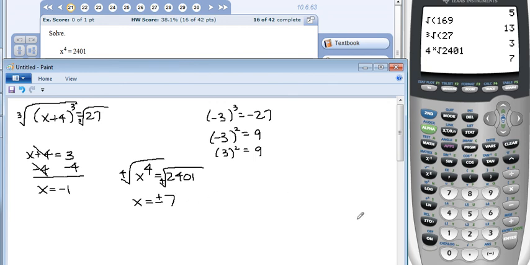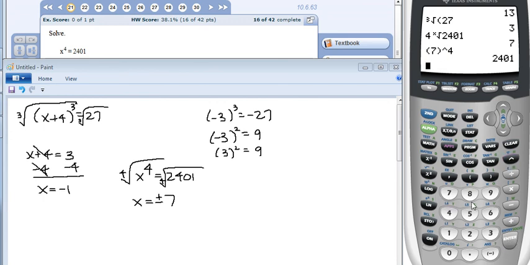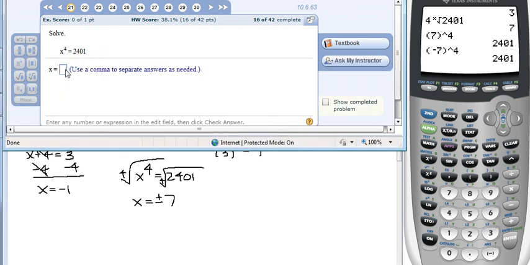Because let's check it. Let's do positive 7 raised to the 4th power gives me 2401, but also a -7 raised to the 4th power gives me 2401. So it has to do with this being odd or even, whether you get the double answer or the single answer. Okay, so this is 7 and -7, is that right? That's right.